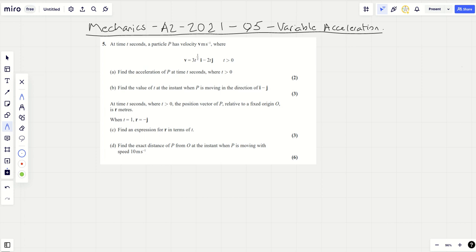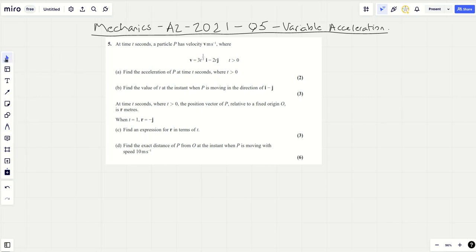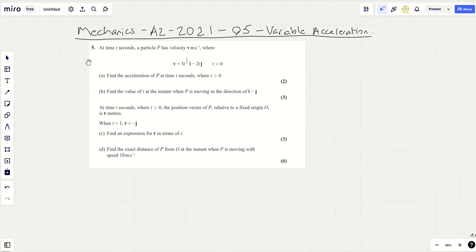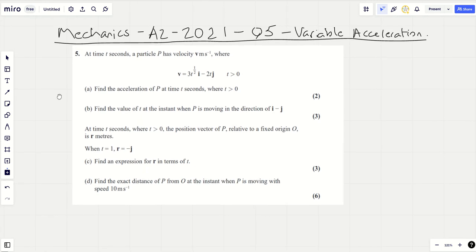I'm going to answer once again why I know the acceleration is varying first, because if you know that, you just know what kind of things you're going to need to use, what techniques you're going to need to use to answer the question correctly.